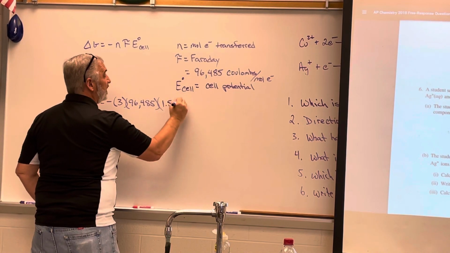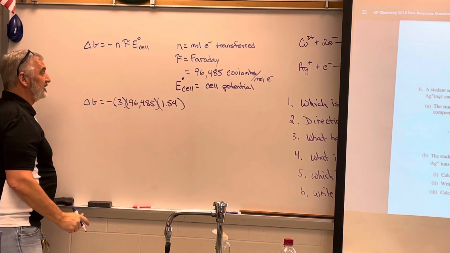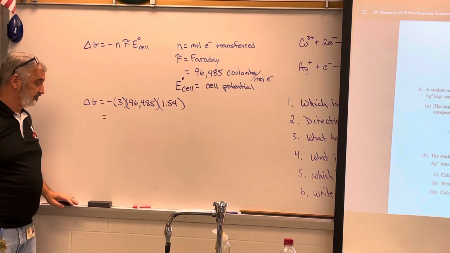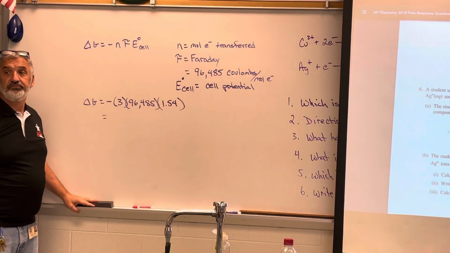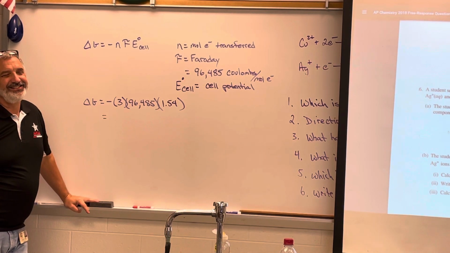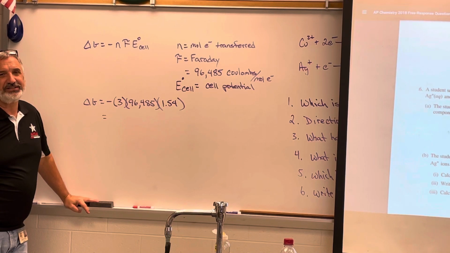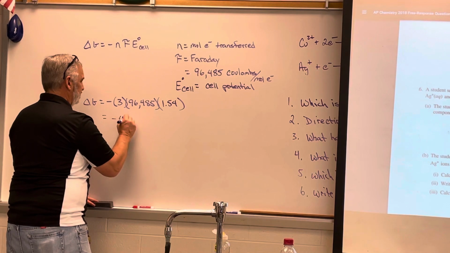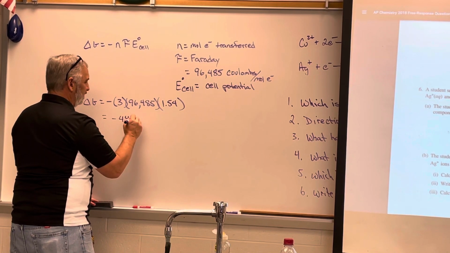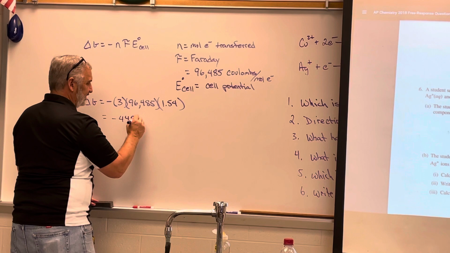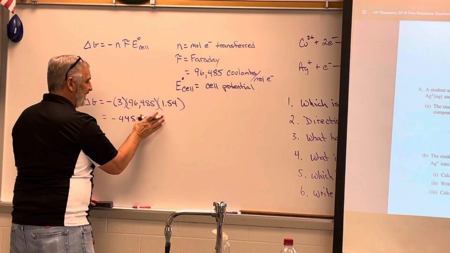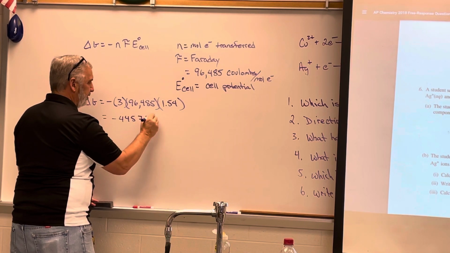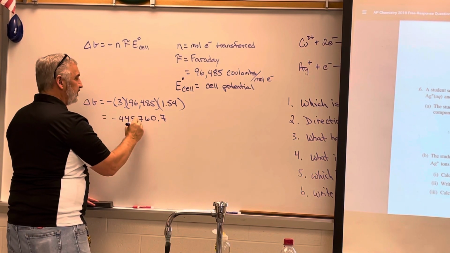So even if you didn't get the other part right, you could still do this one. Somebody do this on a calculator for me, please. Negative 445,760.7. Okay?